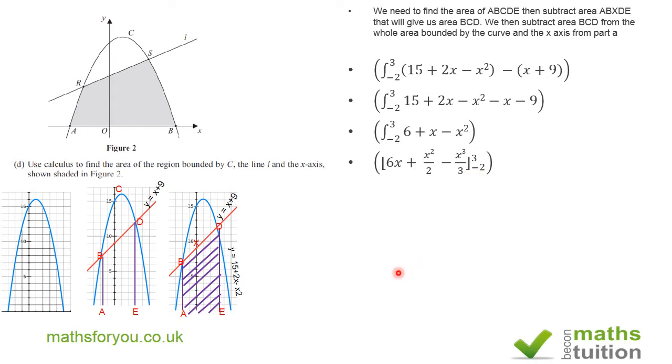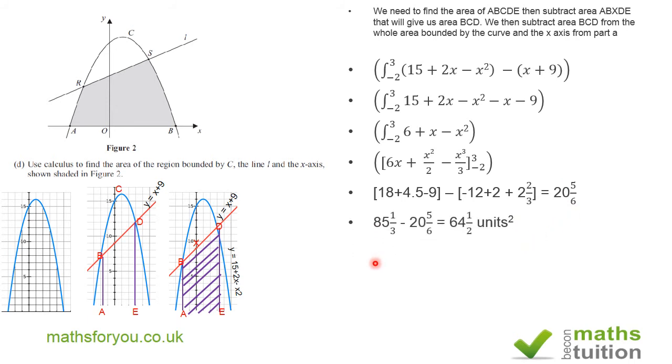All right. So when we substitute 3 and minus 2, we end up with this here. So that will be for 3, and that will be for minus 2 there. And when you subtract both, you end up with 20 and 5/6 there. Now this area, this one here, is the area of the unshaded region. Now to find the area of the shaded region, we have to subtract this 20 and 5/6 from the whole area, which is 85 and a third for part A. And we end up with 64.5 units squared.